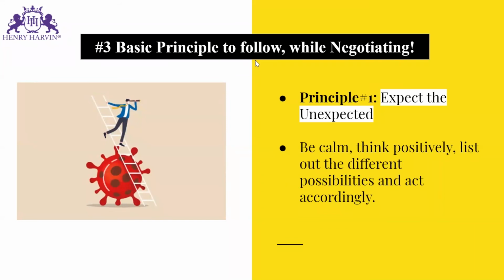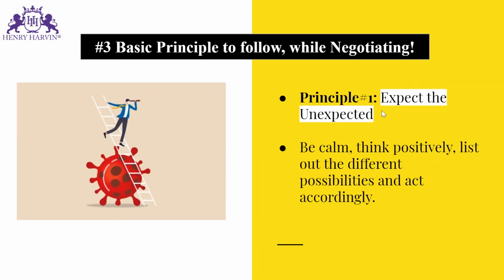Okay, so basic principles to follow while negotiating. Principle 1: expect the unexpected. Be calm, think positively, list out the different possibilities and act accordingly. Initially we said that negotiation does not go ahead with directly sitting and discussing without having any points in mind. A lot of planning goes in before negotiating. So the first thing is to expect the unexpected.